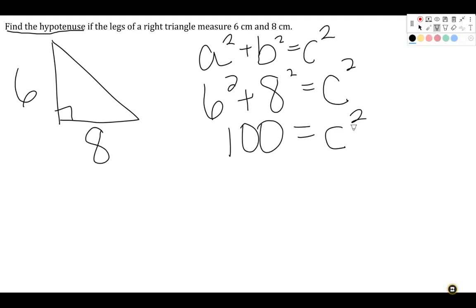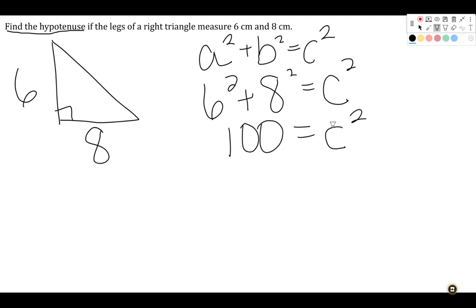So 100 equals c squared. That is not the side length. You want to look for your side length to make sense. If this is really drawn to scale, and this is 6 centimeters and that's 8 centimeters, then this is not 100. Yeah, it's going to be a little bit bigger than 8, but it's not 100. So we just haven't finished our problem yet.